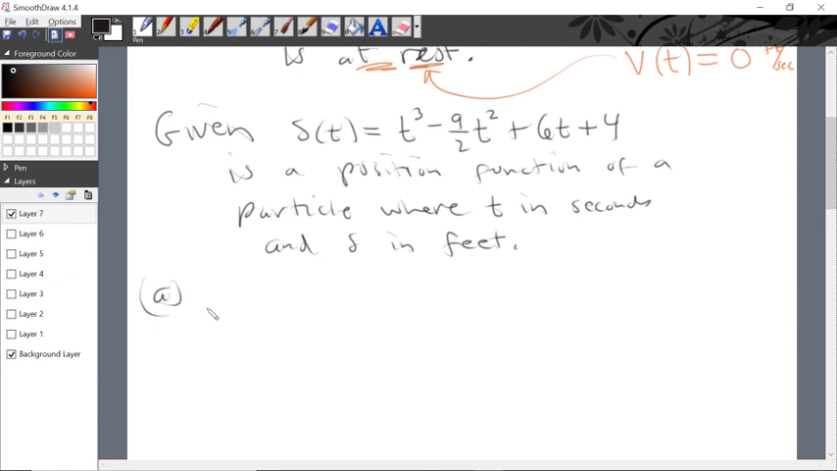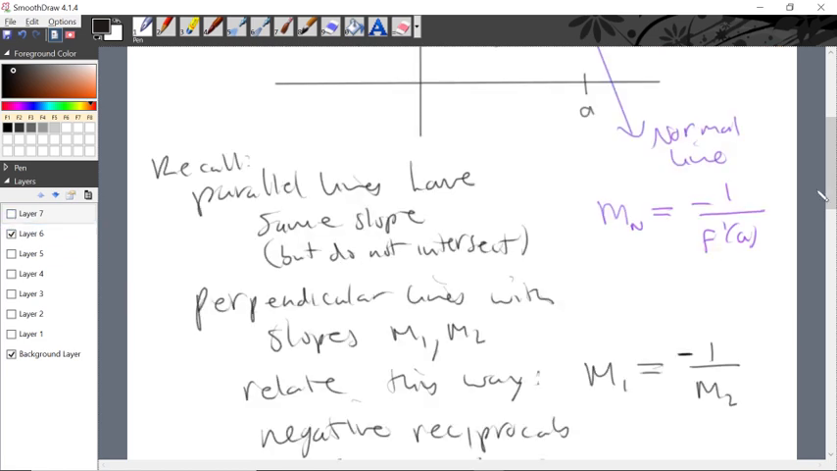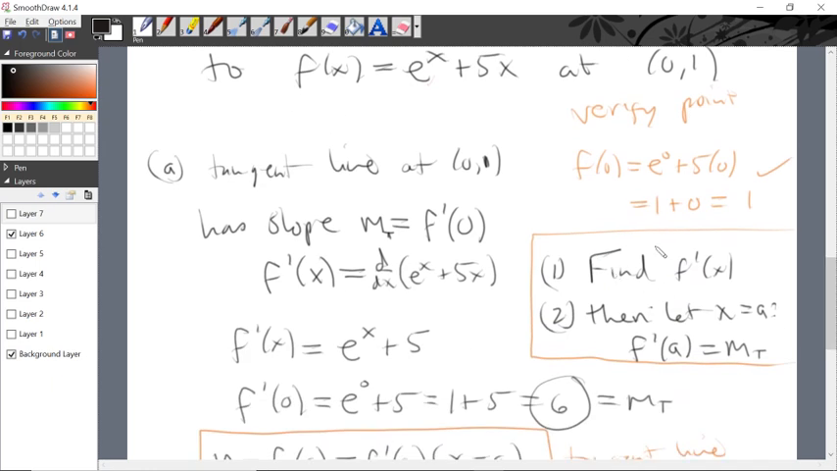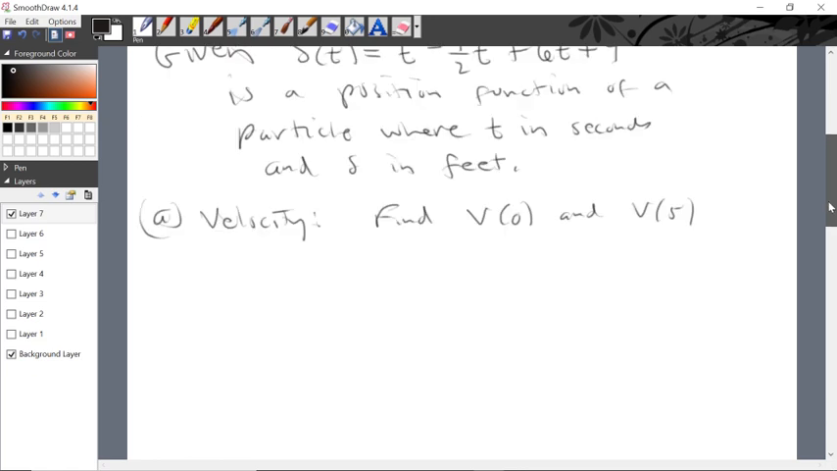Here we go. Part A. Velocity. To paraphrase, we are asked to find v of 0 and v of 5. What's the velocity at 0 seconds? What's the velocity at 5 seconds? And to do so, we follow the same process where we're going to find the derivative as a function first, and then we're going to input the value of the constant in order to evaluate the derivative there. Find the derivative as a function and then plug in the number.